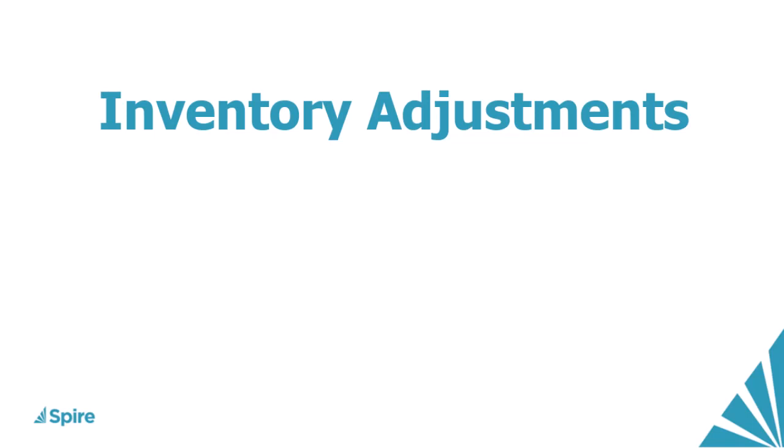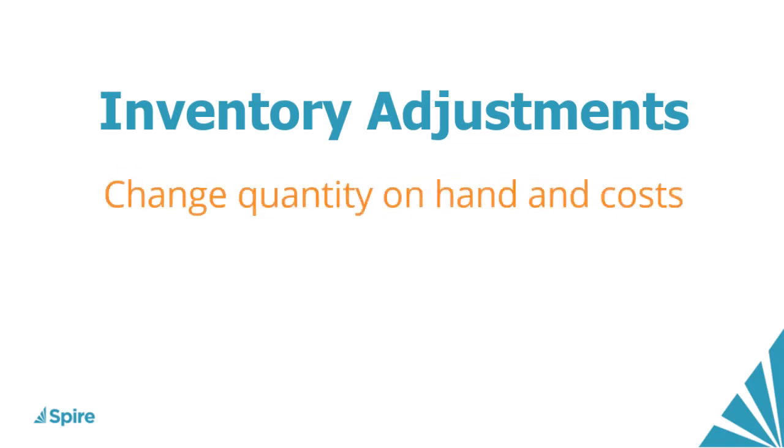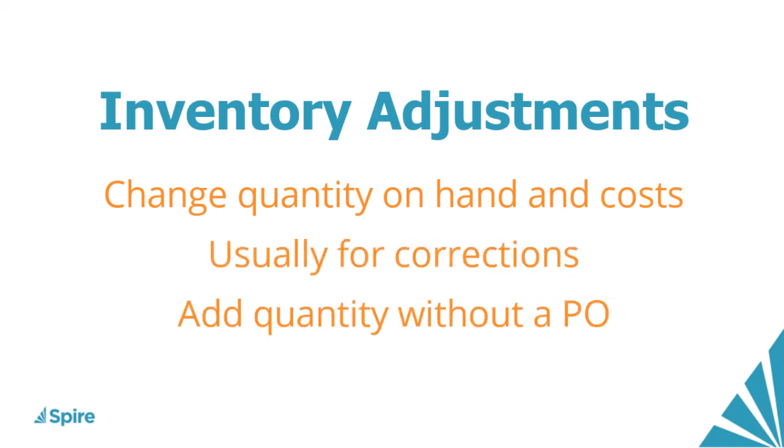Adjustment transactions are used to change the quantity on hand and associated costs for selected items, usually to make corrections, but can also add quantity for an item without requiring a purchase order.